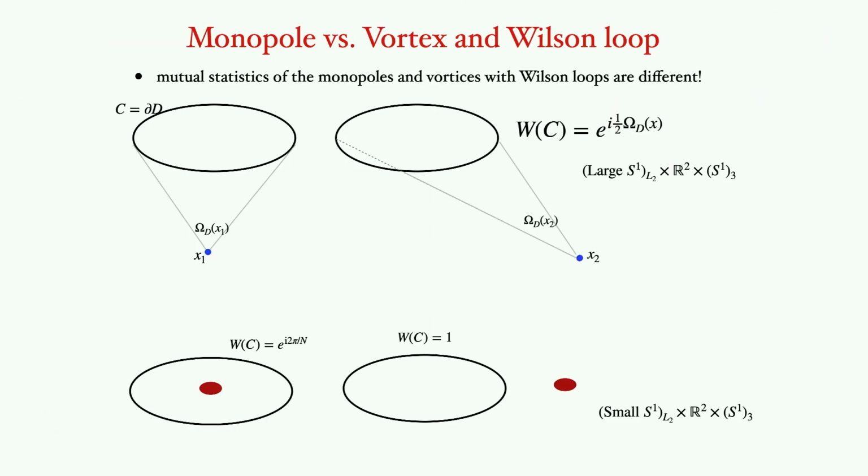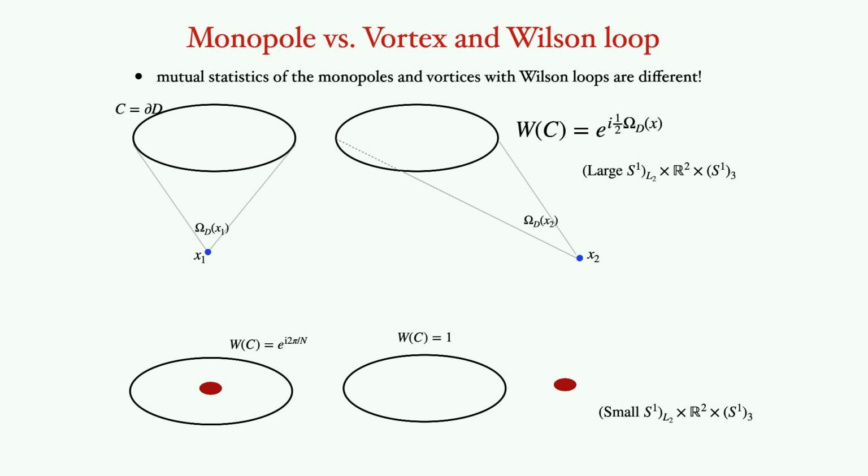These are genuinely different confinement mechanisms because if you look at a Wilson loop and look at what is the effect of a monopole, in the monopole background, the Wilson loop essentially calculates the solid angle subtended by the monopole point. It is this.